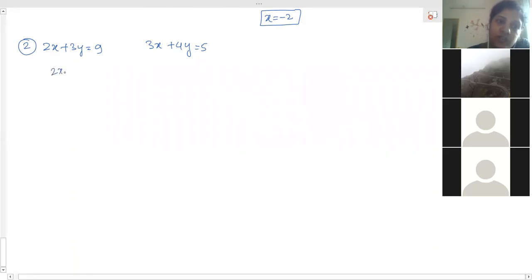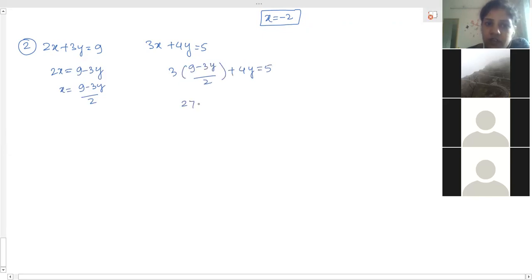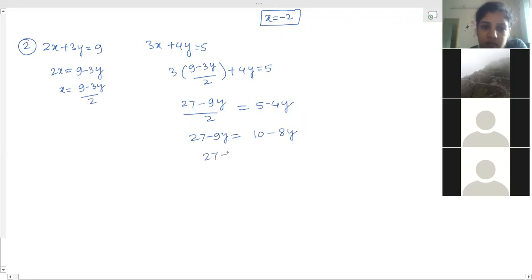So here 2x is equal to 9 minus 3y. X is equal to 9 minus 3y by 2. 3 into (9 minus 3y) by 2 plus 4y is equal to 5. 27 minus 9y by 2 is equal to 5 minus 4y. That also can be done. 27 minus 9y is equal to 10 minus 8y. So here it is 27 minus 10 is equal to minus 8y plus 9y. That is y is equal to 17.